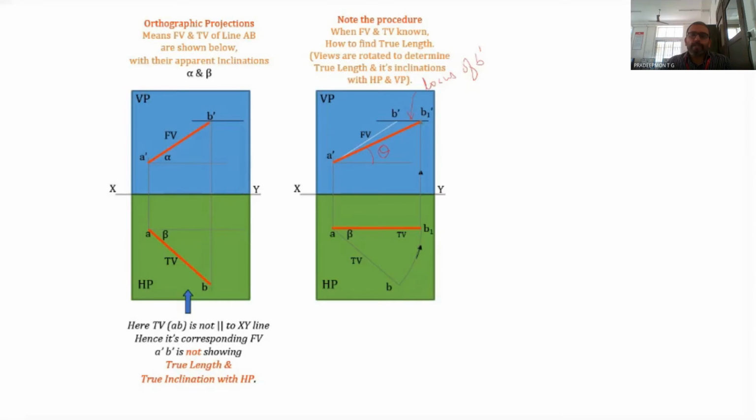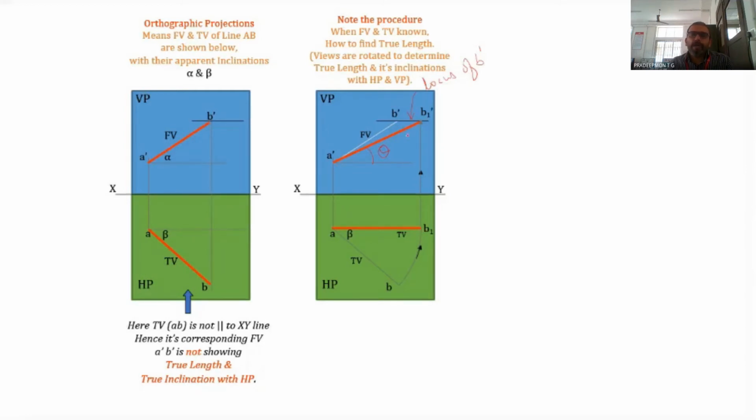Since now the line is parallel to the VP, the projection on the VP should give you the true length. So that is the condition. So what we do is, if we are given the projections, we rotate the projections, the top view or the front view, so that the view will be parallel to the XY line, like this one. AB1 is now parallel to the XY line, and then we find out the front view also.